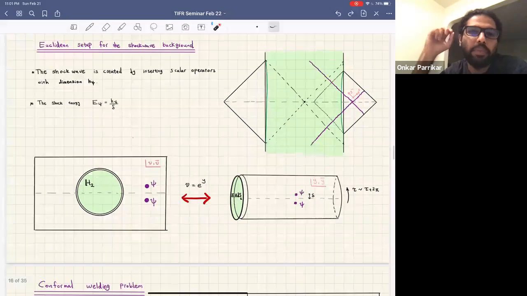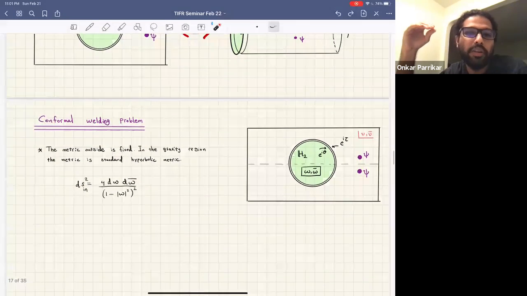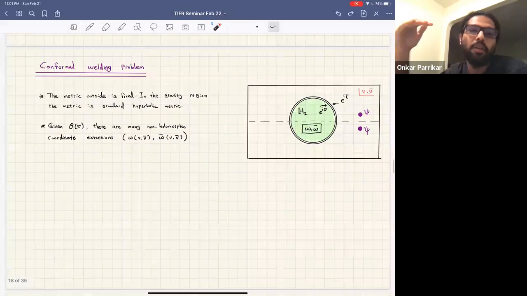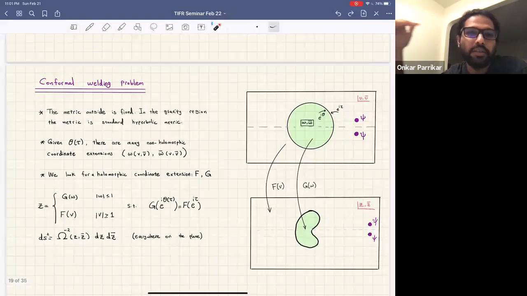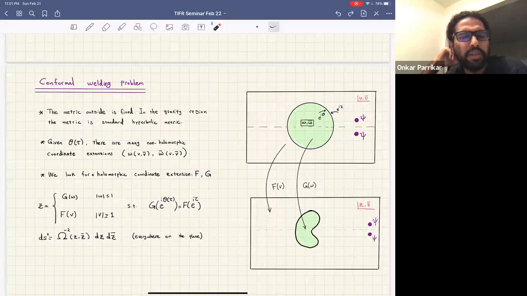Yeah, I understand, but I would have thought that even in Euclidean, it would be sufficient to just glue close to the time reflection symmetric slice and not everywhere. That's the only thing I'm confused about. But why don't you go on? I don't want to hold you back.